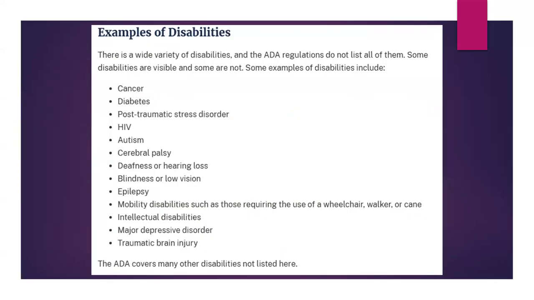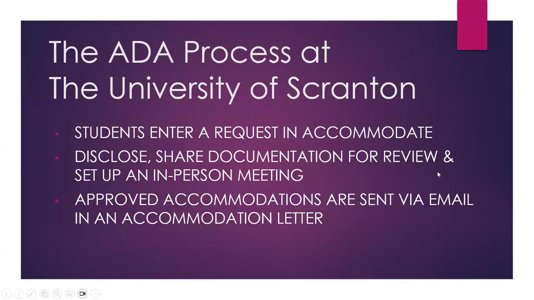Here are some examples of what the ADA defines as disabilities: anything from cancer, medical conditions like diabetes, mental health conditions like PTSD, persons on the autism spectrum, epilepsy, intellectual disabilities, depressive disorder, or TBI, traumatic brain injury. That's just a little background about the accommodation process.